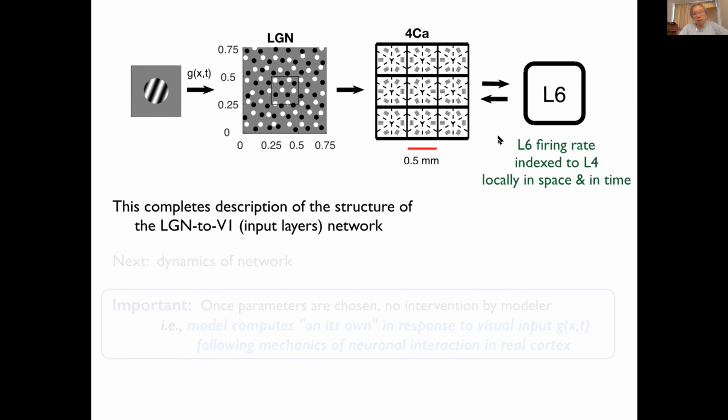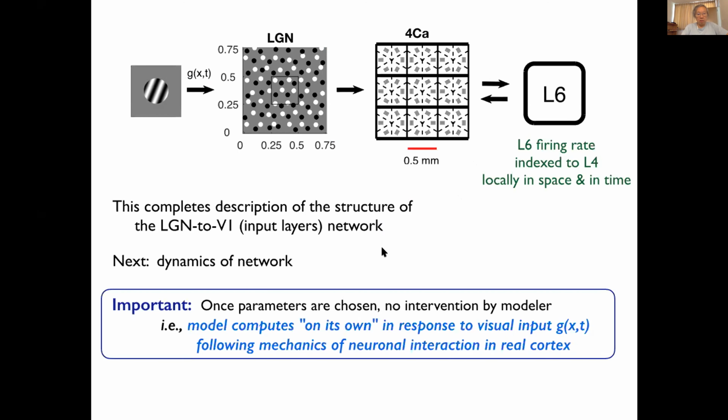So it has the same kind of spatial locations. And so what we do is to just make layer 6. Layer 6 is very hard to model because it's very, very complicated. So all that we do is to have it feedback something which is indexed to layer 4. If layer 4 firing is high, it sends back a feedback that's high, and if layer 4 firing is low, it's low in the same location at the same time. Okay. So this completes the description of the network.